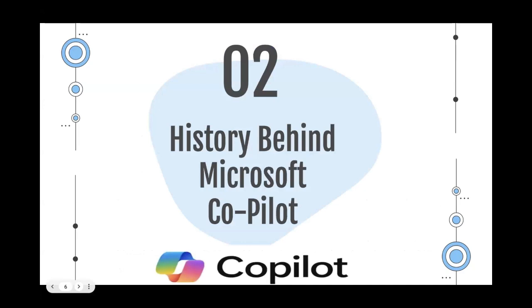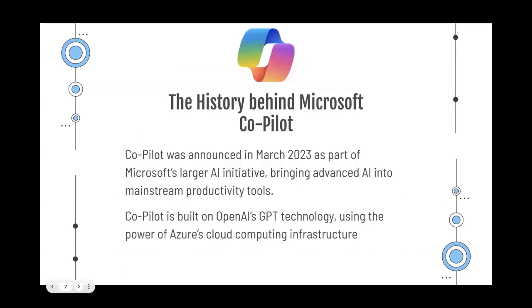So, some history behind this AI-powered assistant. Copilot was announced in March 2023, so quite recent, as part of Microsoft's larger AI initiative. The purpose of that initiative was to bring advanced AI into mainstream productivity tools for the general user. Copilot is built on OpenAI's GPT technology, and it uses the power of Azure's cloud computing infrastructure. So that's how it's integrated for users to use.